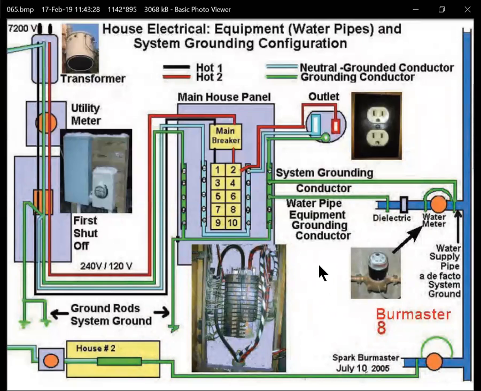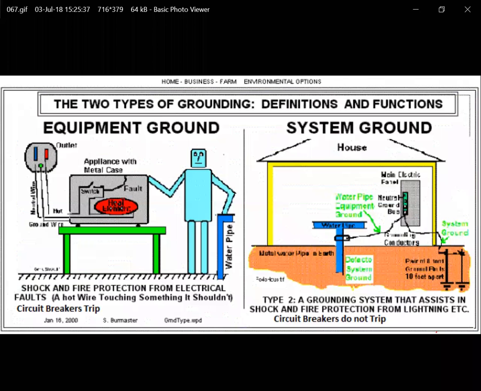The whole idea is that if any hot wire touches any of that metal, there's a low resistance path, so it will blow a fuse. There's something wrong because the fuse blew, not because you touched something and got a shock. In order to discuss all these components in the system, we have to understand the different terminology. That's what we're going to talk about: the terminology of the grounding systems.